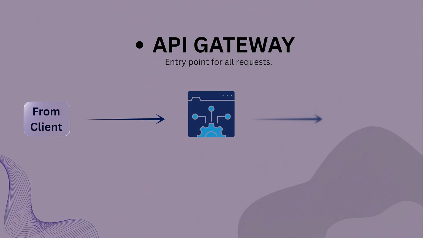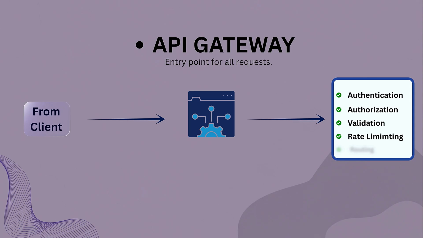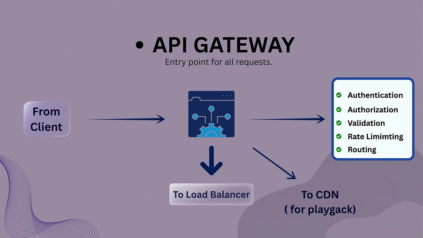For uploads, the request goes through the client to the API gateway and further to downstream services. But for video playback, the API gateway eventually routes the delivery request towards the CDN, which serves the actual video content to the client. So after the client, we have the API gateway.